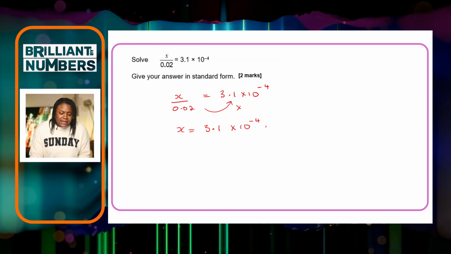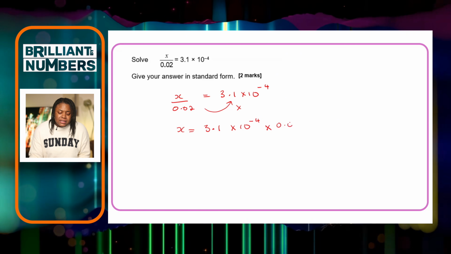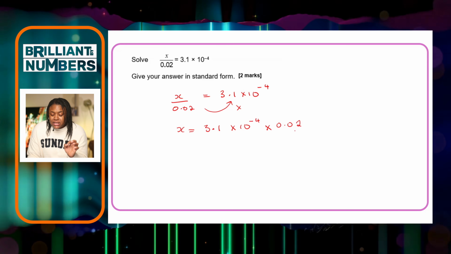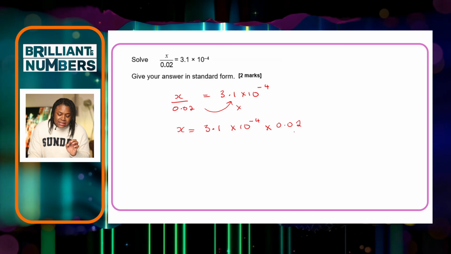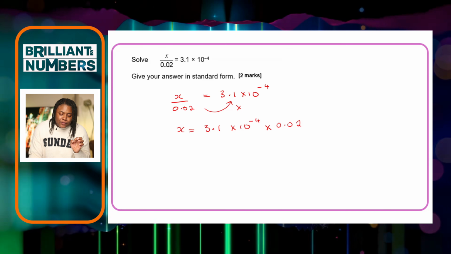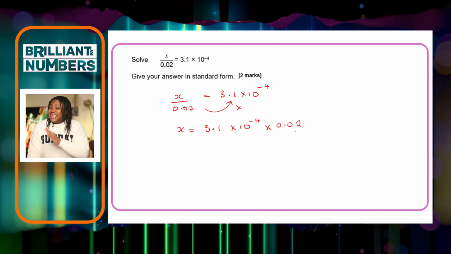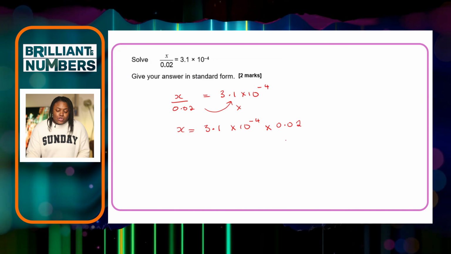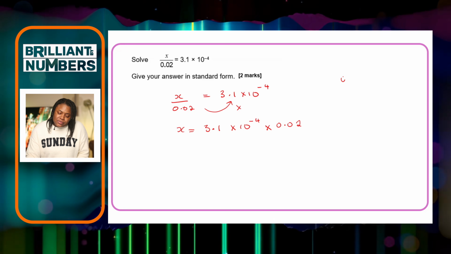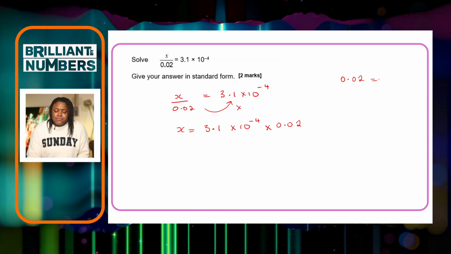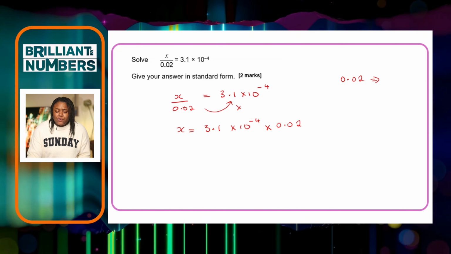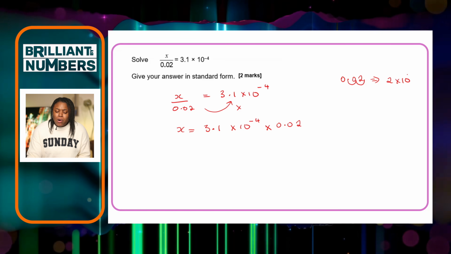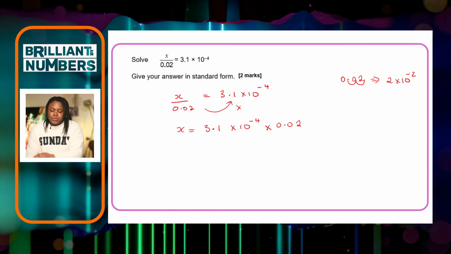multiplied by 0.02. We must be able to see here 0.02 is not in standard form. We need to put it in standard form. Remember, numbers in standard form can start at 1, but they cannot be double digits. So it can't be 10, it has to be lower than 10, so single digits. So I'm going to rewrite 0.02 in standard form. To get it as a whole number in the right form, I move 2 spaces to the right, so that's 2 times 10 to the power of minus 2.